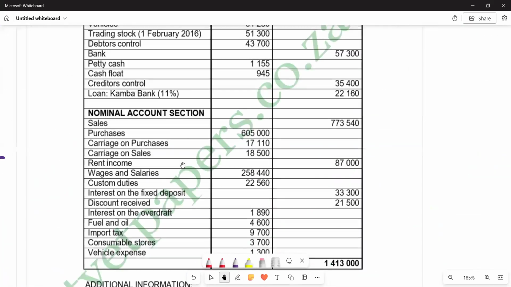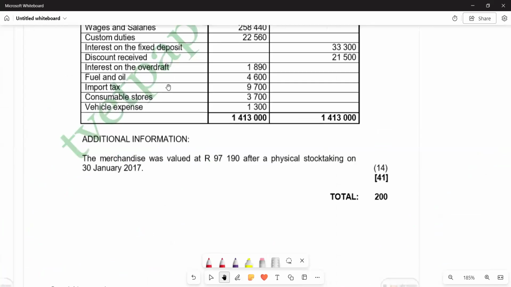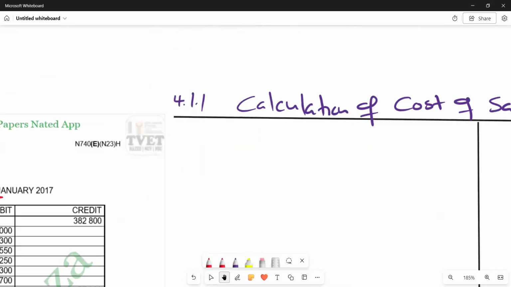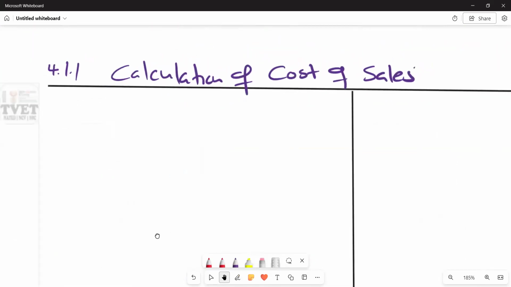If you go down the question, we also have additional information saying the merchandise was valued at 97,190 after a physical stock taking on 30 January 2017. So the figure for stock that we are given at the end of the period represents your closing stock. Very important for you to take note of that. Then we come here. This is the calculation of cost of sales.